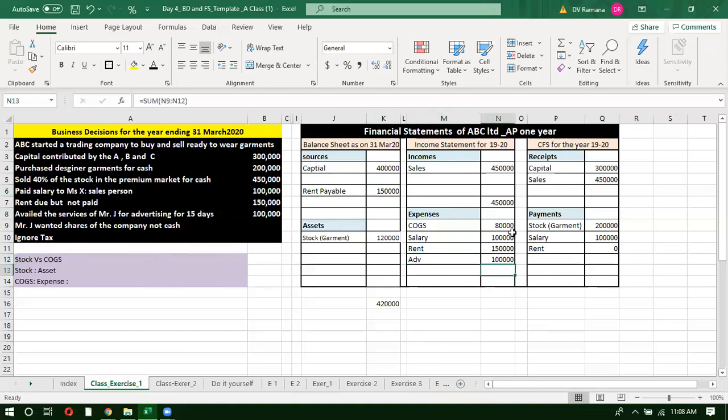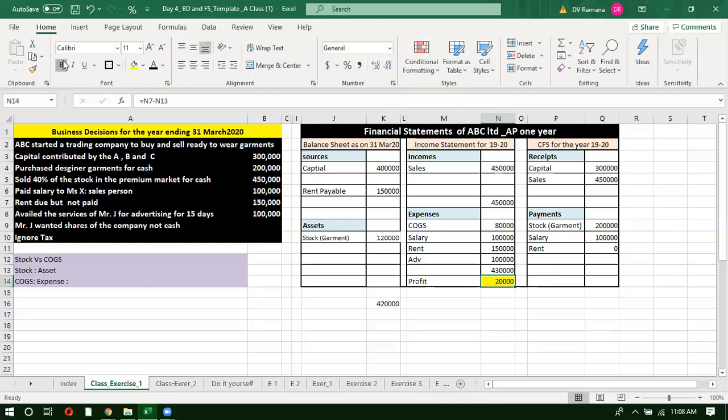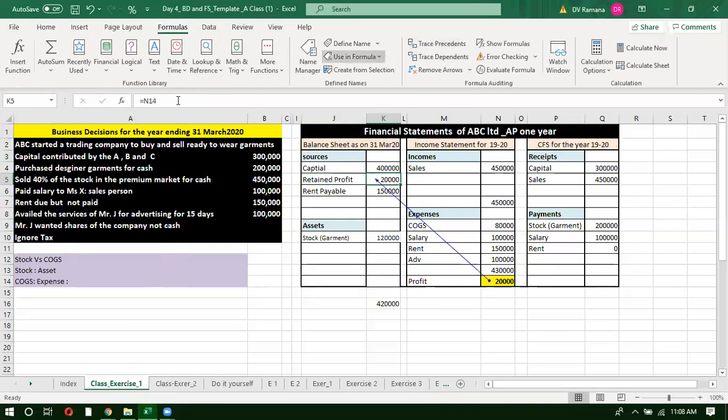Let us find the profit. Profit is equal to incomes minus expenses. So profit in this case is 20,000. Income 450 and expenses 430. So profit is equal to 20,000. If no information is given, we'll transfer the profit and retain that on the balance sheet as a source. So the entire profit is transferred to the balance sheet.